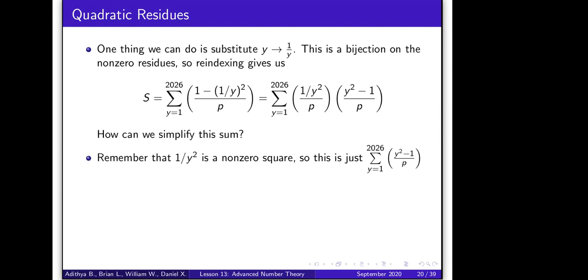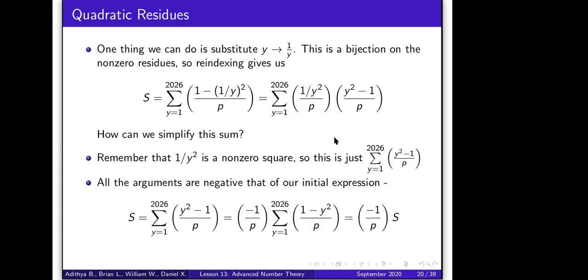And note that (y squared minus 1 over p) is negative our initial expression. Our initial expression was (1 minus y squared over p). So once again, using the multiplicative property of the Legendre symbol, we can factor (y squared minus 1 over p) as (negative 1 over p) times (1 minus y squared over p), right? And the sum from y equals 1 to 2026 of (1 minus y squared over p) is equal to s. So this expression is equal to the Legendre symbol of negative 1 times s.